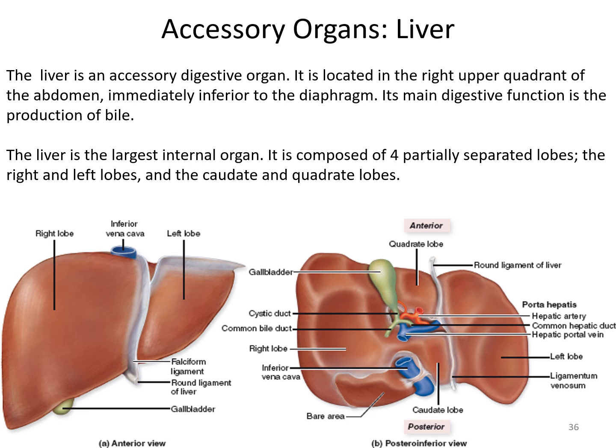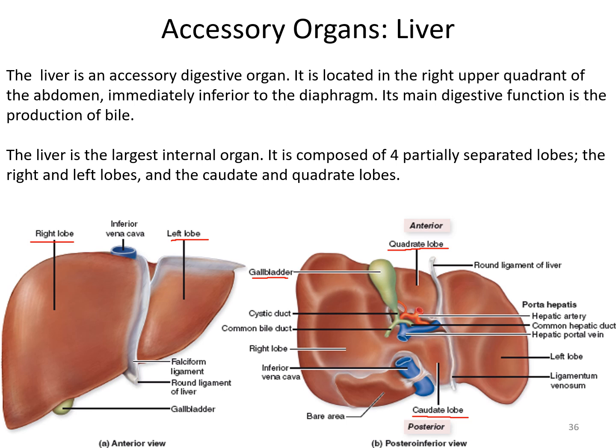So let's look at the liver. The liver is an accessory digestive organ. It's located in the right upper quadrant of the abdomen, just below the diaphragm. The main digestive function of the liver is to produce bile. It's the largest of our internal organs. It's made up of 4 partially separated lobes. You've got the right lobe, the left lobe, the caudate lobe, and the quadrate lobe. The quadrate lobe is next to the gallbladder.